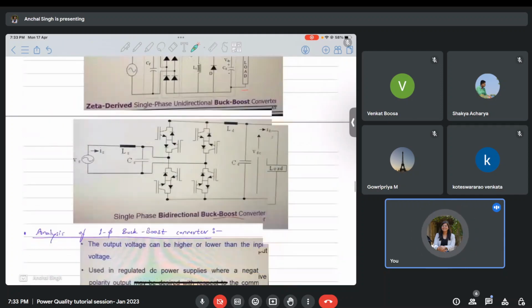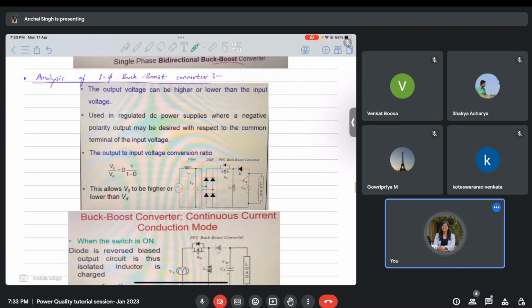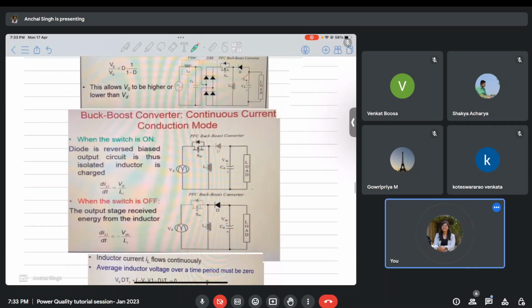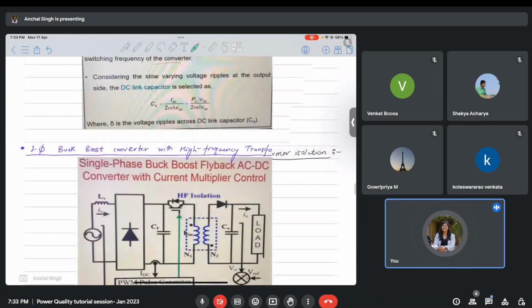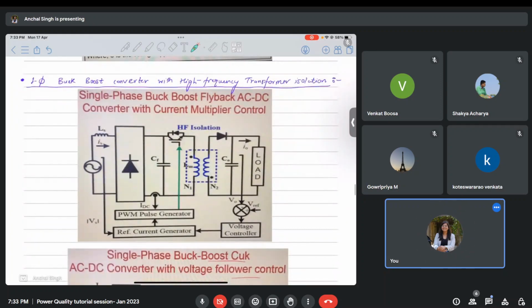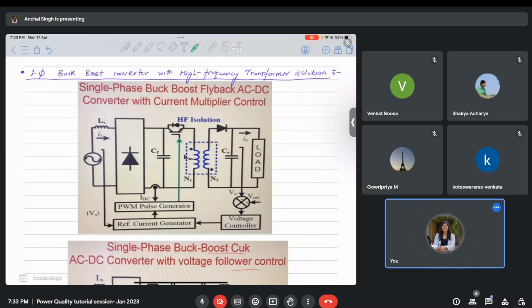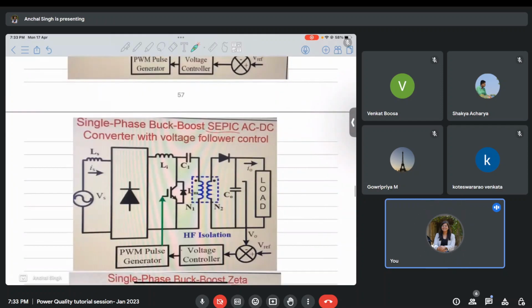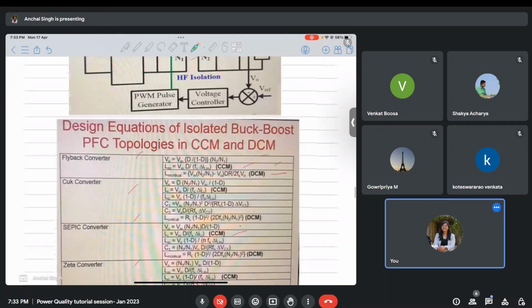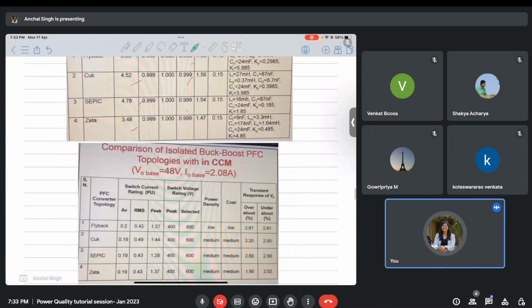Then we'll move on to the bridgeless topology, and then we'll move on to bidirectional topology. And then again there is continuous current mode conduction, discontinuous current mode conduction, and critical current mode conduction. Then there is again high frequency transformer isolation present. This could be on the basis of half bridge, full bridge, SEPIC, Zeta. These are all the names of the different types of converter topologies.